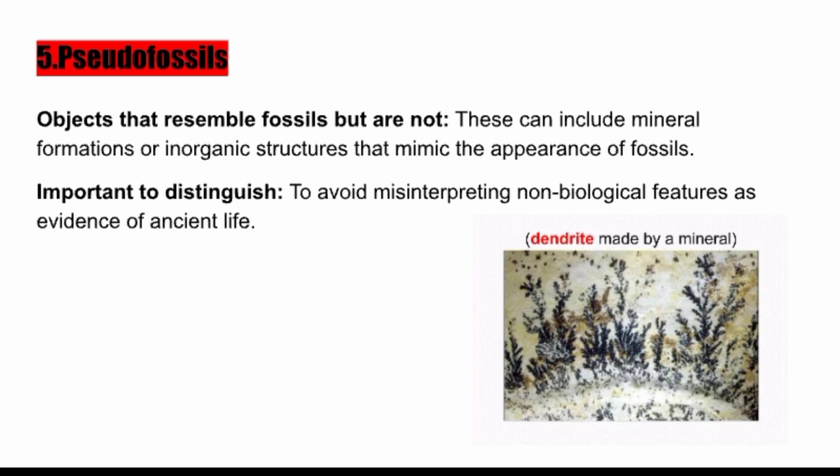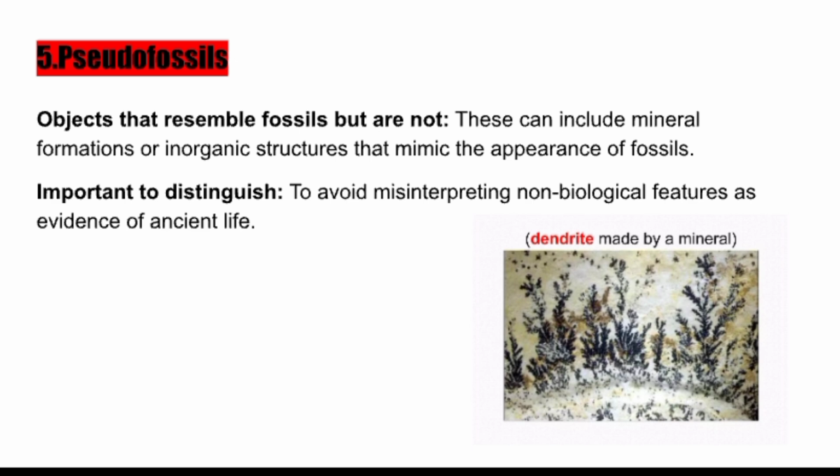The next fossil type is pseudo fossils. These are objects that resemble fossils but are not. These can include mineral formations and inorganic structures that mimic the appearance of fossils. So these pseudo fossils are not related with living life, not related with living activities or their bodies, and do not deal with any living things. So pseudo fossils are considered non-living fossils, but they look like living things.